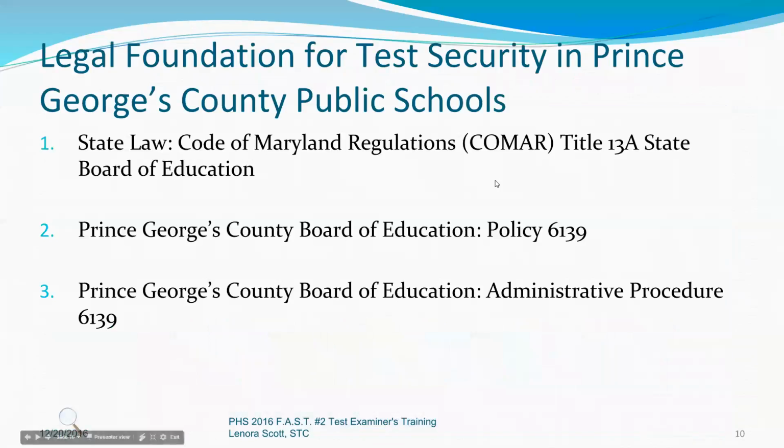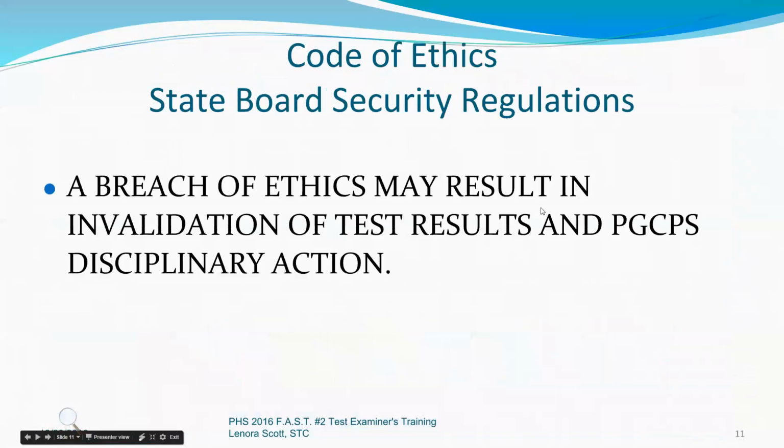Test security. Please remember the Prince George's County and the state law code for Maryland, the COMAR, Title 13A, the Board of Education. That's Prince George's County Board of Education policy 6139. Please make sure you read it. Okay, Code of Ethics, State Board Security Regulations. A breach of ethics may result in invalidation of test results and PGCPS disciplinary action, for the FAST as well as any test.